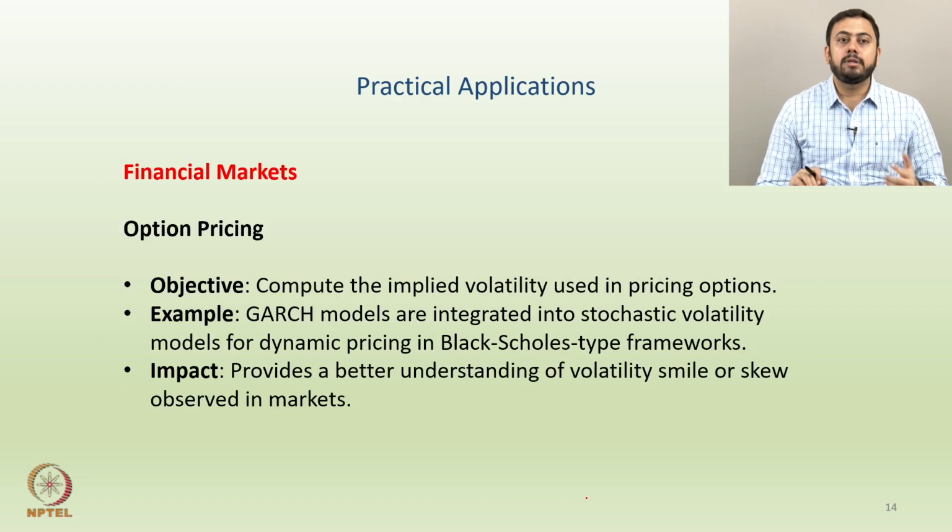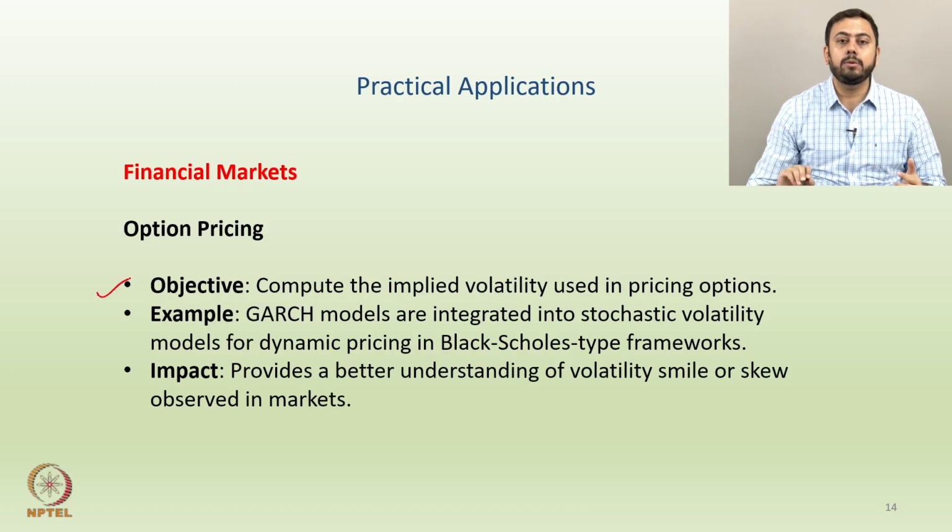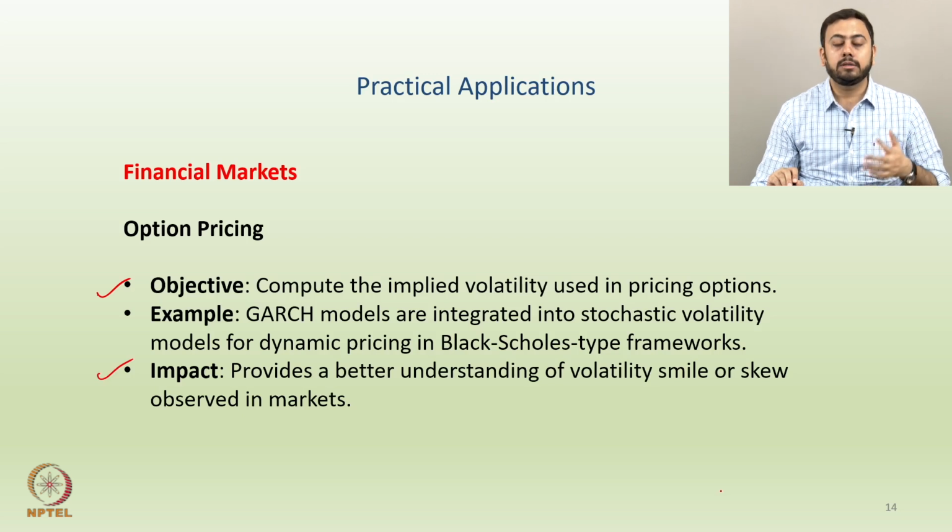A second example in financial markets relates to option pricing. The objective here is to compute the implied volatility used in pricing options. For example, GARCH models are integrated into stochastic volatility models for dynamic pricing, let us say in Black-Scholes type frameworks. The impact is a better understanding of changing variance or the skew observed in the markets.